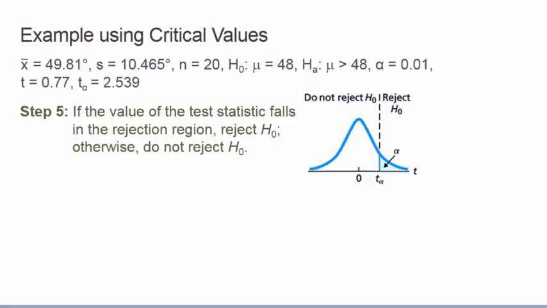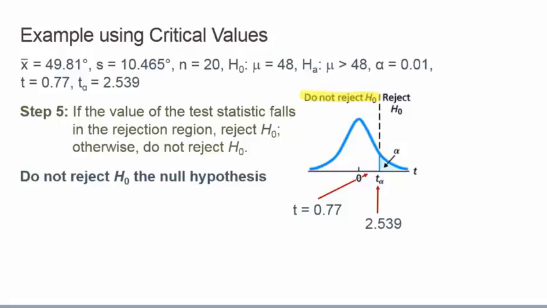Step 5. If the value of the test statistic falls in the rejection region, reject H sub 0. Otherwise, do not reject H sub 0. Looking at our sketch, we want to figure out where our test statistic and our critical value belong. My critical value is 2.539. The test statistic is 0.77, which is smaller than 2.539. The test statistic falls in the non-rejection region. Do not reject H sub 0, the null hypothesis.